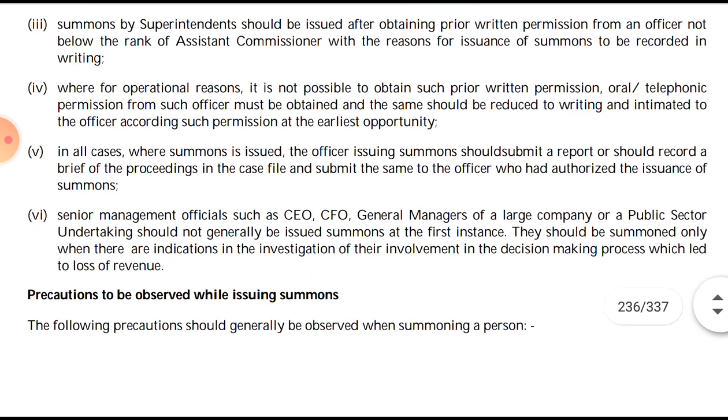Then senior management officials such as the CEO, CFO and general manager of a large company or public sector undertaking should not generally be issued a summons in the first instance. They should be summoned only when there is an indication in the investigation of their involvement in the decision-making process which led to the loss of revenue.